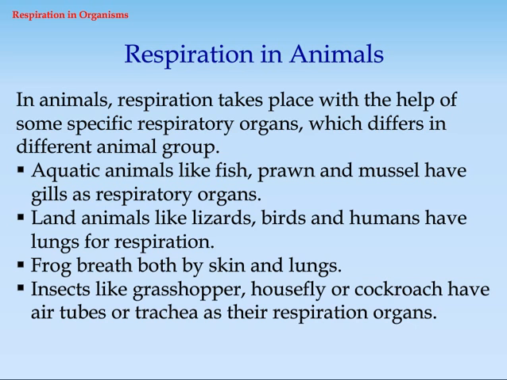Respiration in animals. In animals, respiration takes place with the help of some specific respiratory organs, which differ in different animal groups. Aquatic animals like fish, prawn and mussels have gills as respiratory organs. Land animals like lizards, birds and humans have lungs for respiration. Frogs breathe both by skin and lungs. Insects like grasshopper, housefly or cockroach have air tubes or trachea as their respiratory organs.